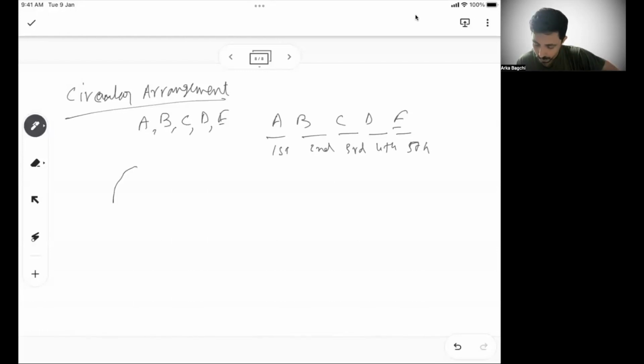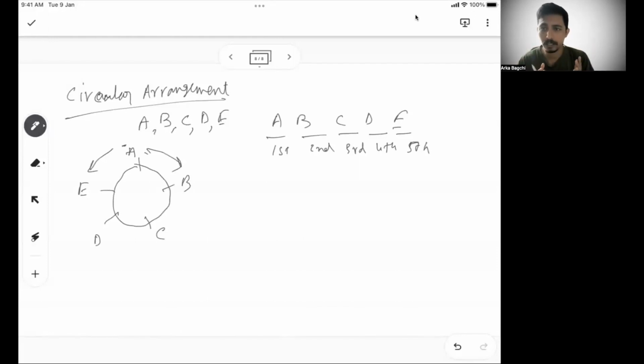But when it comes to a circle, say you have A, B, C, D, and E, no matter from which side. So I can start seeing from here. I have A on my B. If I'm sitting at A, then E is on my right and B is on my left. So if I'm seeing from A's perspective, it is A, E, D, C, B from the right. But if I'm seeing from the left, it will be A, B, C, D, E.